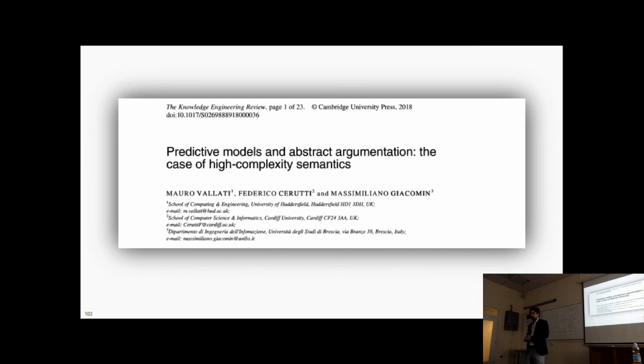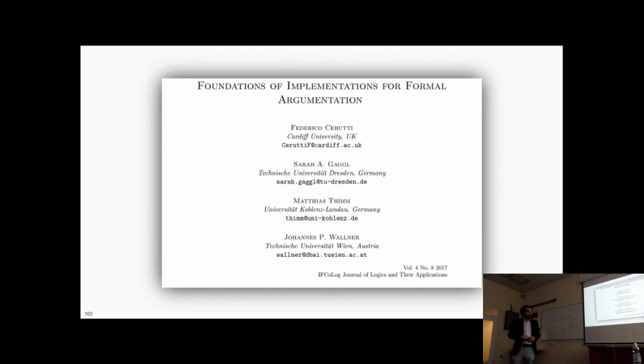We also published a paper in which we use machine learning to predict some structure. So instead of actually computing preferred extensions, we see whether we can predict at least, say, the number of preferred extensions, or whether at least a preferred extension exists or not. And we had some interesting results. But this is an entire open field of research.